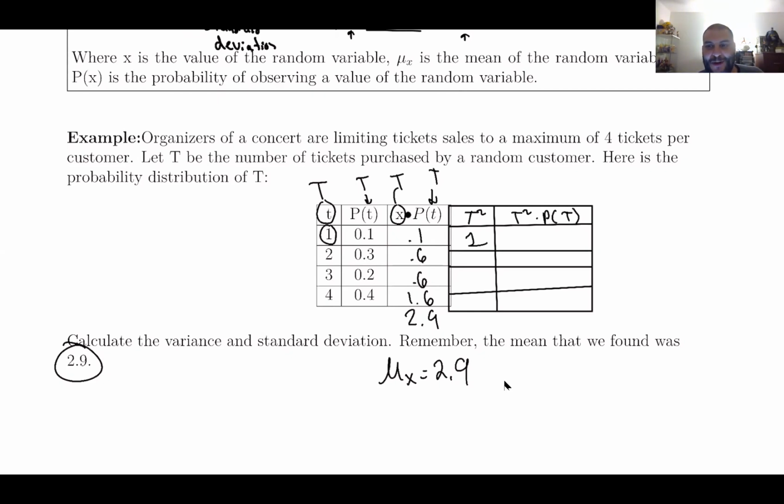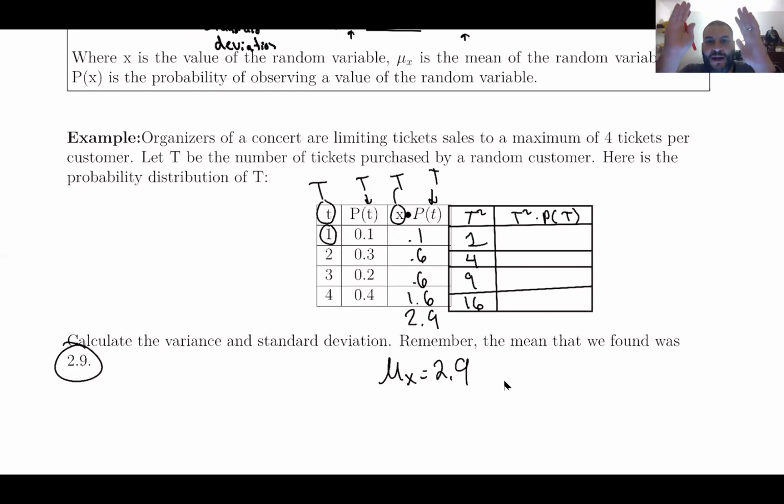What about the next one? What should be my t squared for the next row? Perfect, 4. What should be my t squared for the third row? Oh, we are getting it. What's our t squared for the fourth row? All right. So we get 1, 4, 9, and 16. Everybody go with 1, 4, 9, and 16.